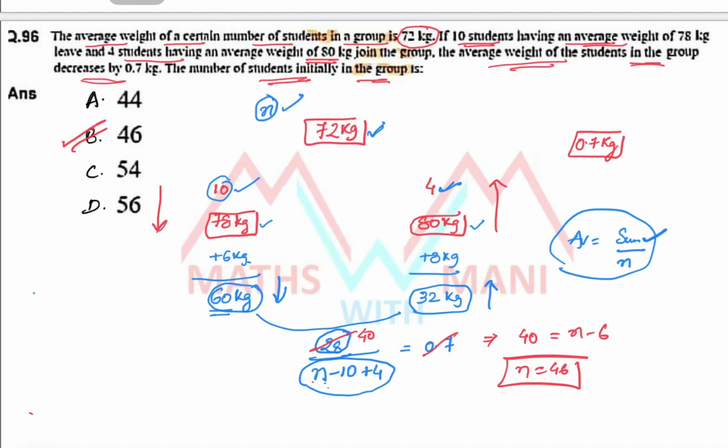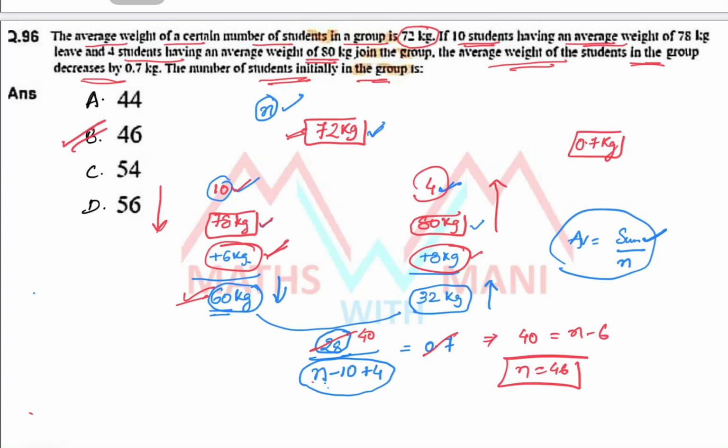Okay, here the 78 kgs people were 10. They left, but the overall average is 72. They have 6 kgs more than the average. And here 8 kgs more than the overall average. How many students here? 10 students. So total 60 kgs was leaving. Okay, and 4 students are there. Their average is 80. So 4 into 8, total 32 kgs were incoming. So how much totally outgoing? 60 minus 32, 28 kgs.